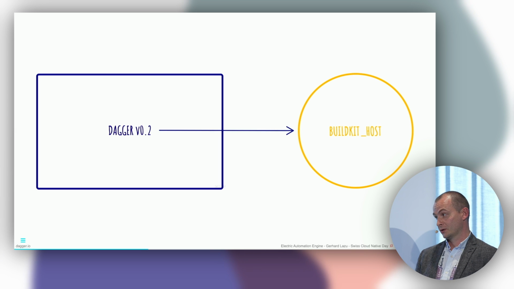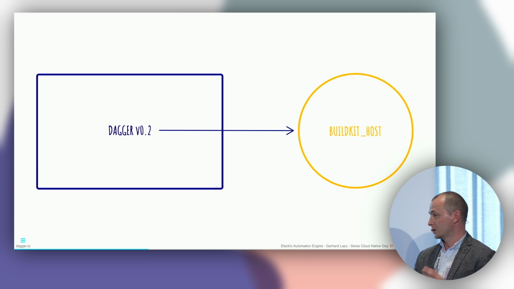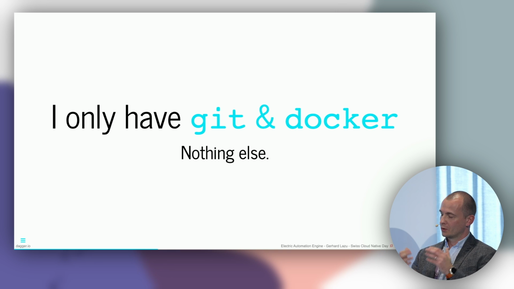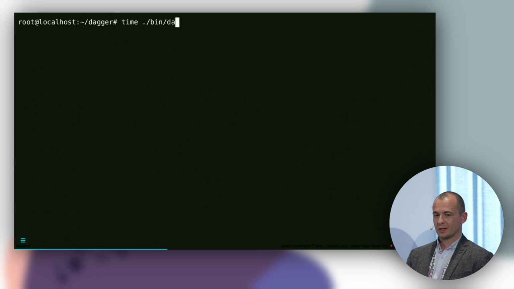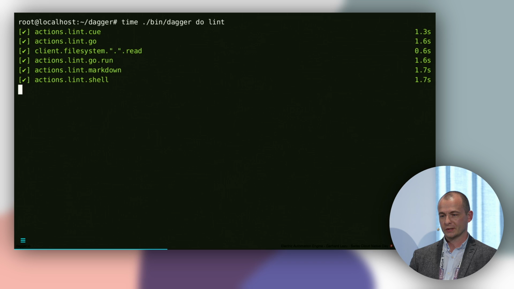If you have a BuildKit host, then this doesn't even get invoked. You don't need Docker. What it actually needs is that BuildKit instance. Okay, so I install Docker, still Git and Docker, nothing else, and I'm going to time the dagger do lint just to see how long it takes.